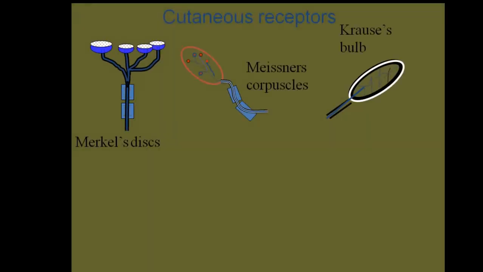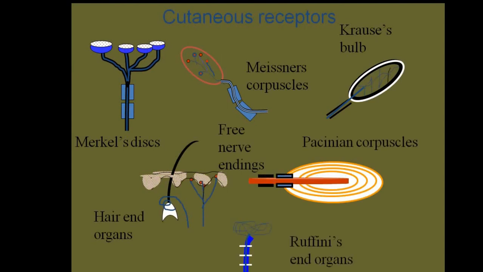This figure shows different types of cutaneous receptors like Merkel's discs, hair end organs, Meissner's corpuscles, Krause's bulb, free nerve endings, Pacinian corpuscles, and Ruffini's end organs.